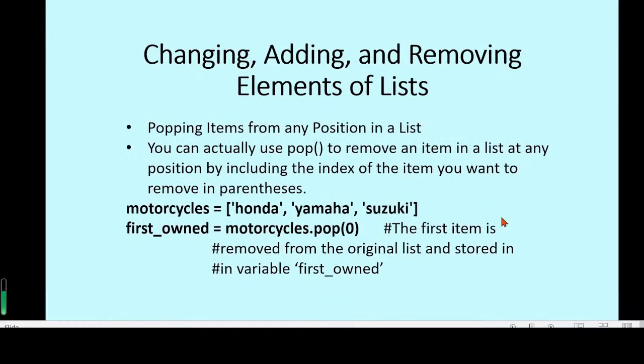Popping items from any position in a list. You can actually use pop to remove an item in a list at any position by including the index of the item you want to remove in parentheses. So this is the list with 3 motorcycles. So we can pop 0. So the first item is removed from the original list and stored in a variable called first owned.